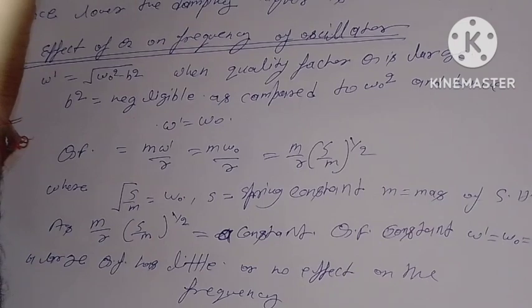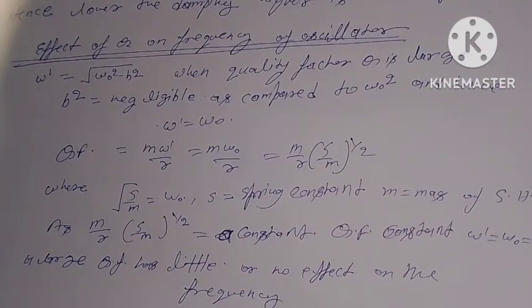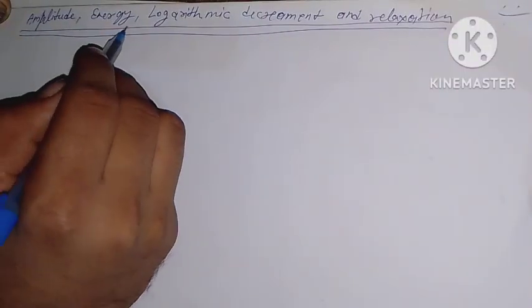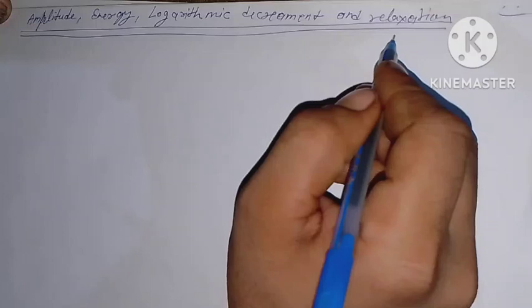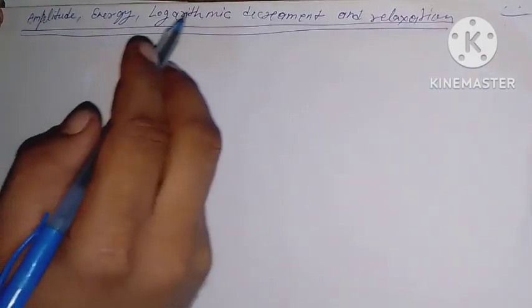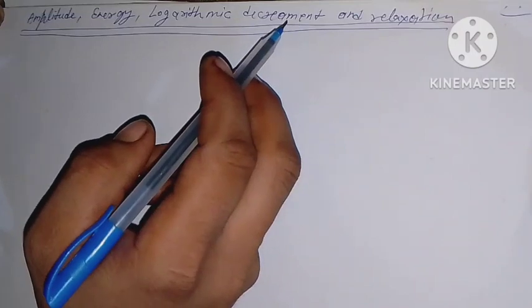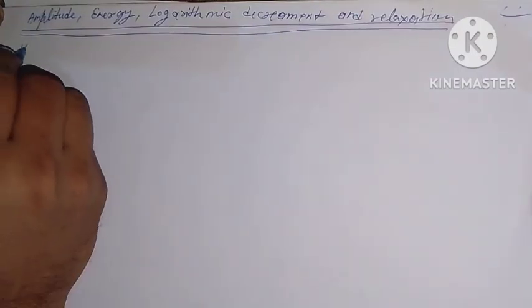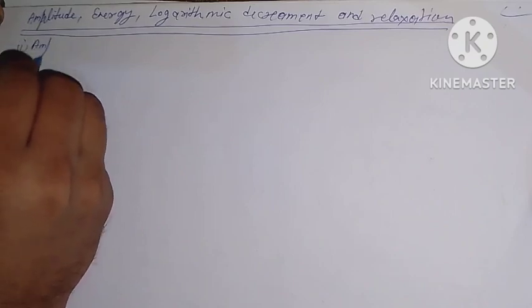Next is amplitude, energy, logarithmic decrement, and relaxation time in terms of quality factor. Amplitude first.